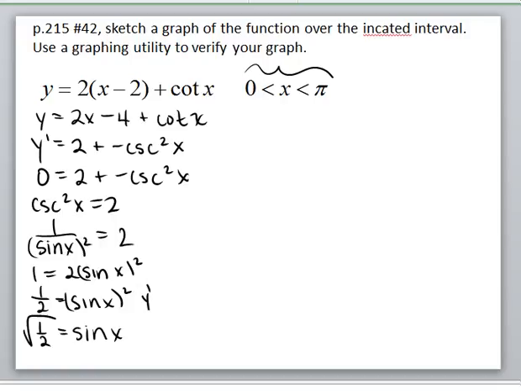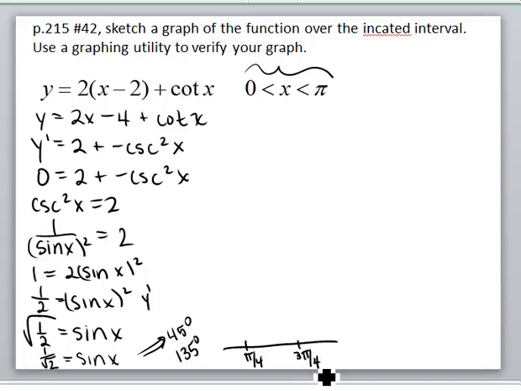Alright, finishing up this problem. This right here, the sine of x would be equal to 1 over the square root of 2, which is the same thing as square root of 2 over 2. And so, where does this happen in this interval right here is at 45 degrees and 135 degrees. So, I will take those two numbers and put them on a number line, which is 45 degrees corresponds to pi over 4, and 135 degrees corresponds to 3 pi over 4.